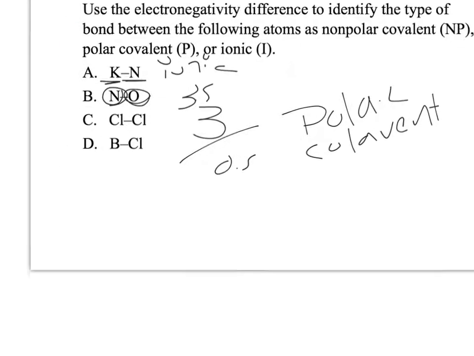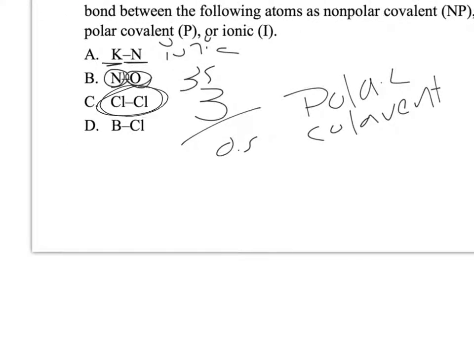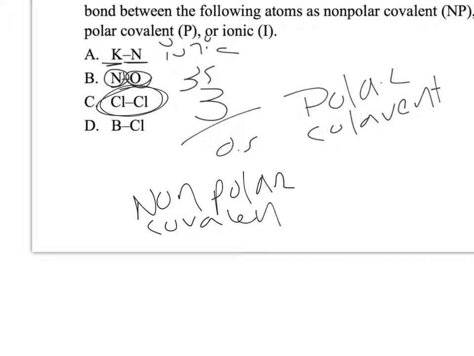Let's go to the next one, chlorine-chlorine. Because it's the same two elements, we are in the presence of a non-polar covalent bond. All right, the last one, boron and chlorine. For boron, we have an electronegativity of 2. Chlorine has an electronegativity of 3. So we do the math. 3 minus 2 is 1. So this bond is polar covalent.